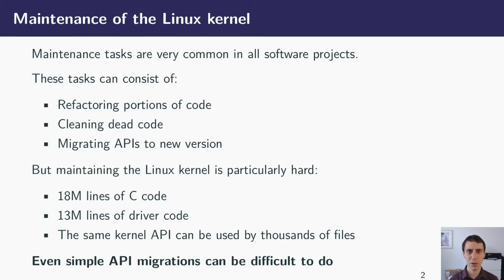Indeed, the Linux kernel is a very big code base with millions of lines of code, including a lot of code to manage drivers. And each API can be used up to 1,000 times by different files across the whole source tree. So even a simple API migration can end up in lots of edits for developers and can be very time consuming.